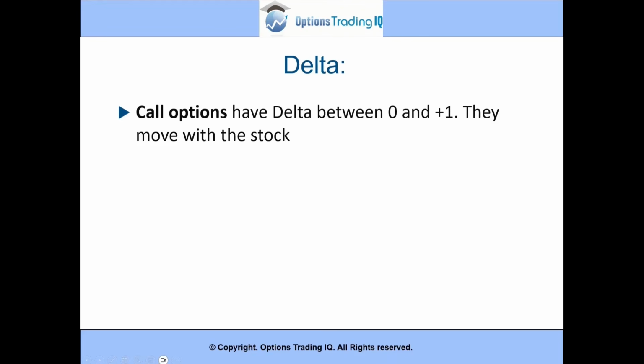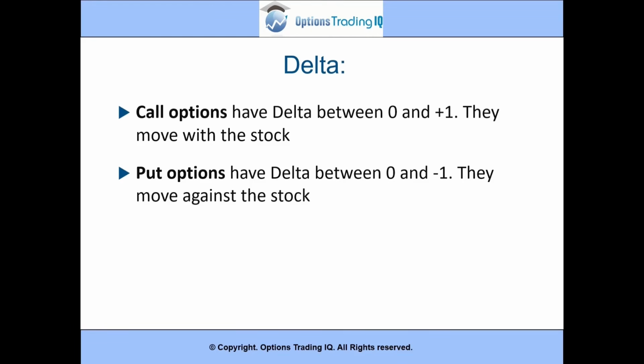Call options have a delta between 0 and +1. They move with the stock. Put options have a delta between 0 and -1. They move against the stock. So a put with a delta of -30 loses about 30 cents when the stock rises $1. That's why put sellers actually profit when the stock goes up.